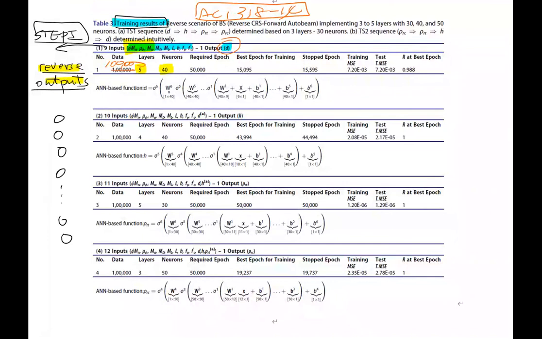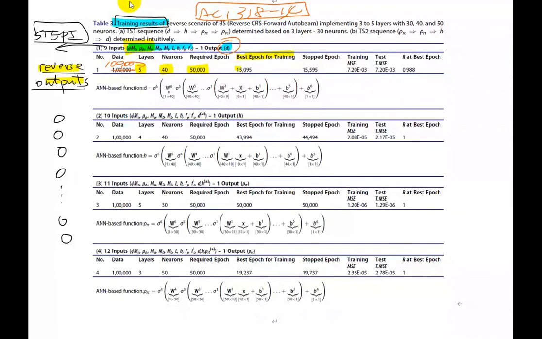And also we set 50,000 epochs. That means that I want to go up to 50,000 epochs because I don't know how many epochs I'm going to need to get the correct weights and biases. And the neural network found the best epoch for training, which means the best epoch gave you the correct bias and correct weights.